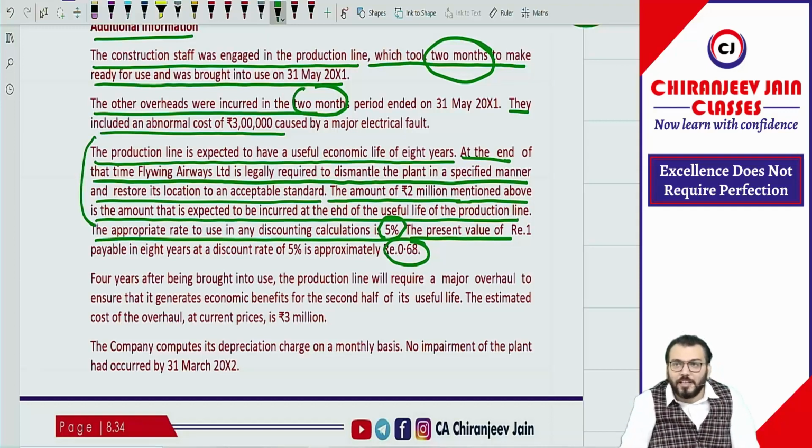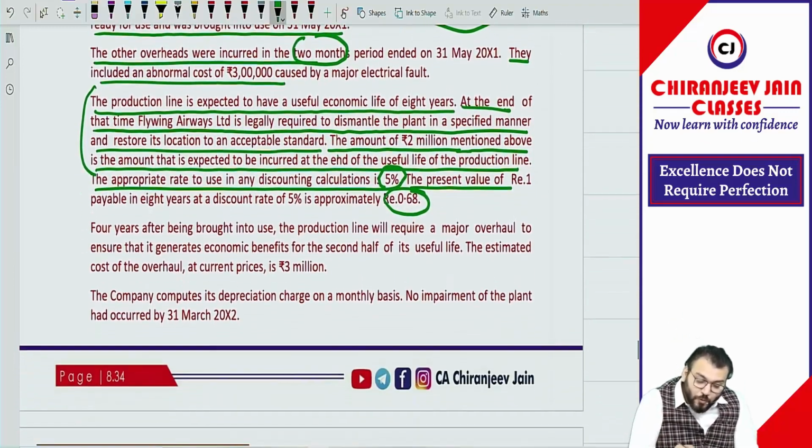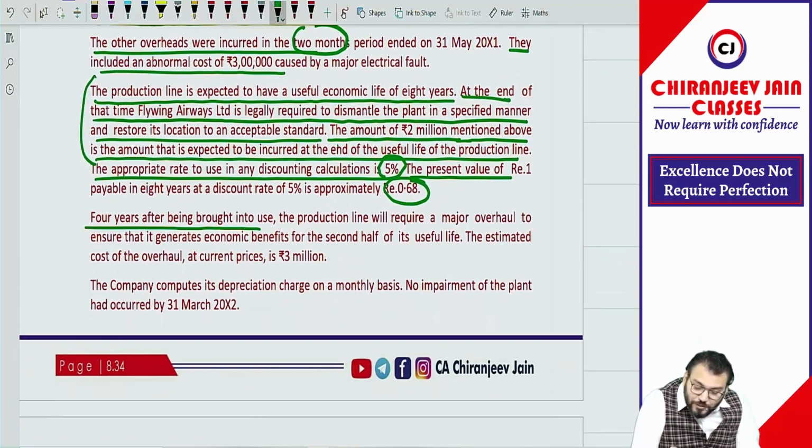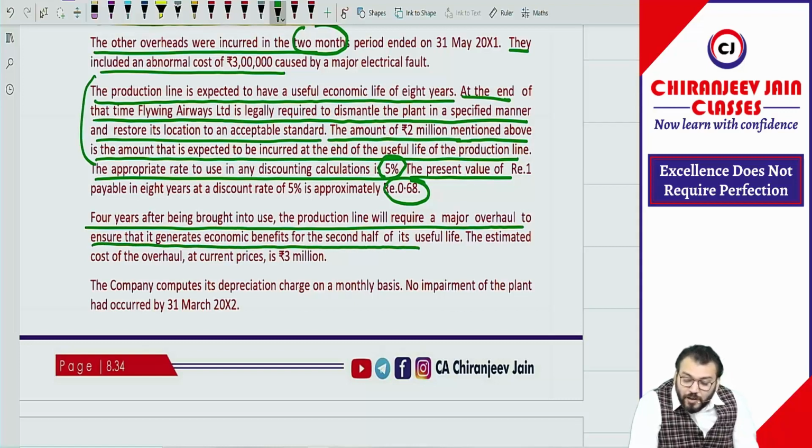Because they are giving all the information. Okay, yes sir. 4 years after being brought into use, the production line will require a major overhaul to ensure that it generates economic benefit for the second half of its useful life. So this becomes a major inspection cost.